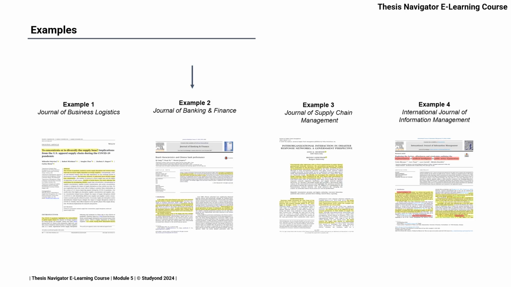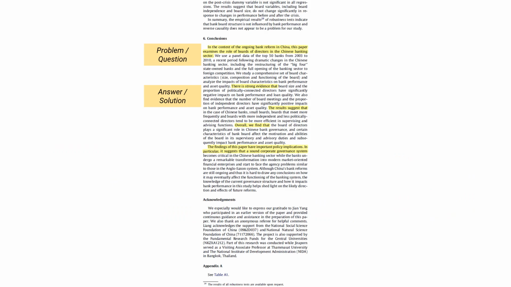Now let's take a look at how the authors of our example publications have written their conclusions. The first example is an article from the Journal of Banking and Finance where the authors investigated whether and how the composition of boards in the 50 largest Chinese banks affects the performance and asset quality of each bank. As you can see, they start their conclusion by reiterating the objectives and the question posed in the introduction. Secondly, they summarize what they have specifically found out and the implications of these results. Therefore, they closely follow the ideal structure shown on slide 4.